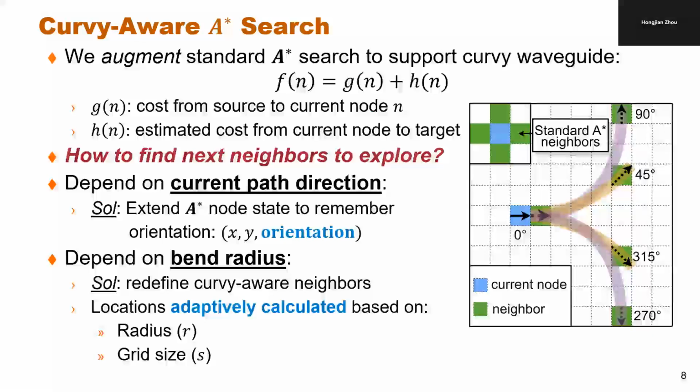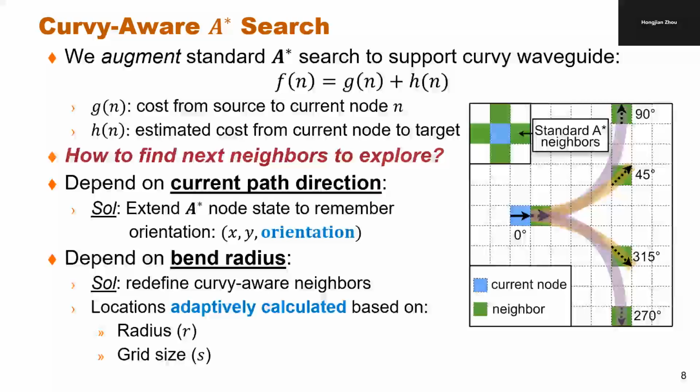To generate curved waveguides, we augment the standard A-star search algorithm, in which the path searching process is driven by the cost function. In the standard A star, it only explores the direct neighbors of the node, but here the neighbors depend on the current path direction and bend radius to satisfy the minimum bend radius constraint and port orientation constraint. Therefore, we extend the A star node state to remember orientation. And based on the node coordinate and its orientation, we refine the node's neighbors, which are adaptively calculated based on the given radius and grid size.